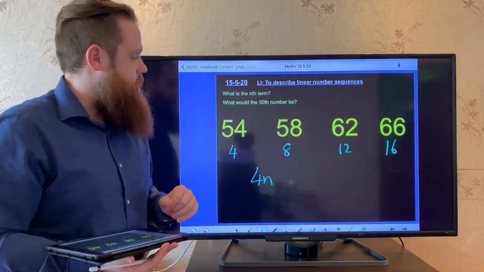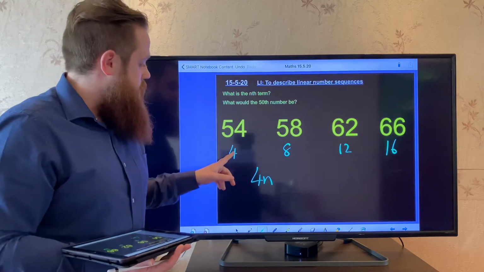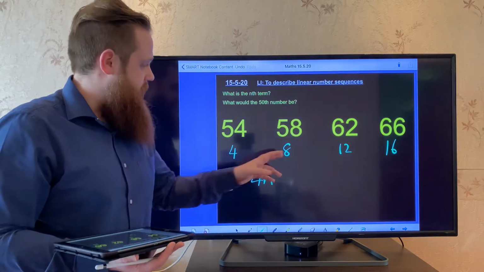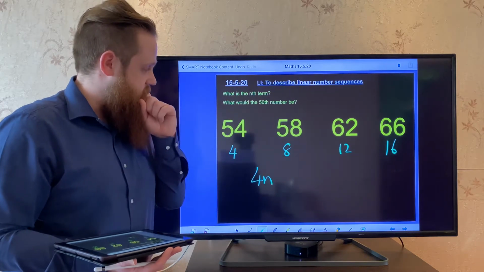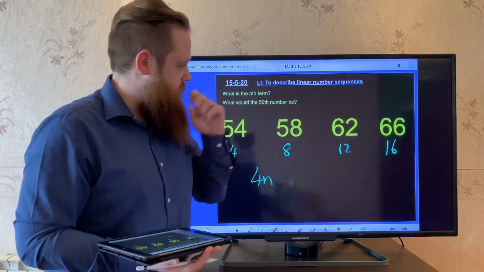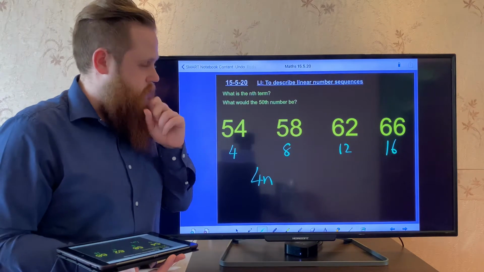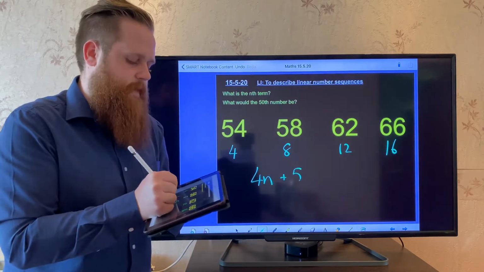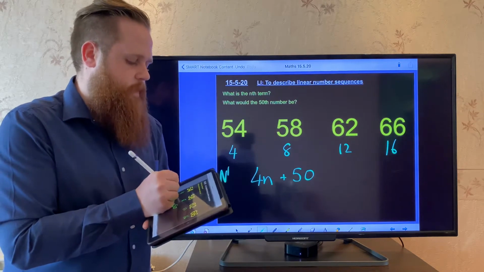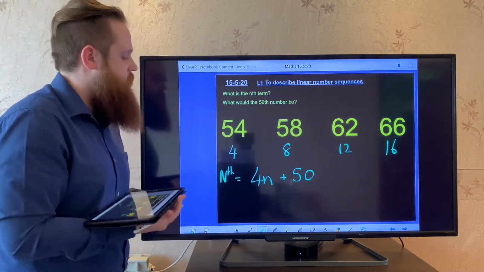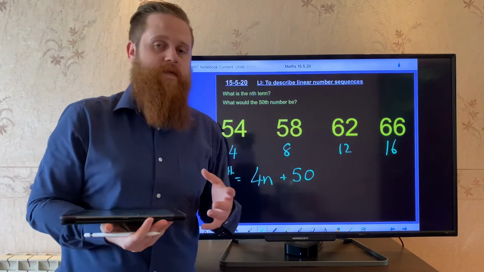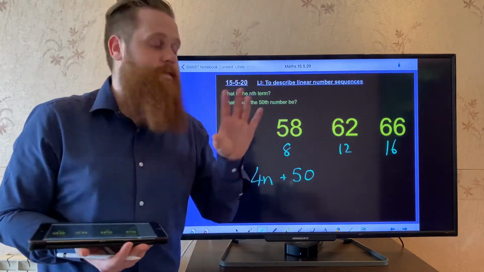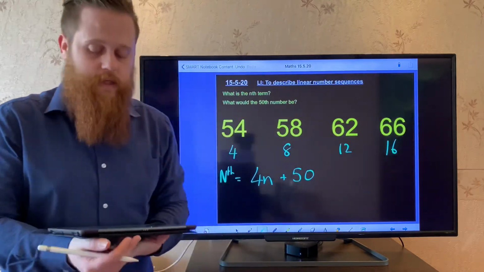I've got 4n. But it doesn't stop there. 4 to 54. How do I get there? 8 to 58. 12 to 62. What do I do? Of course, I'm going to be adding 50. So my nth term, the formula for this is 4n plus 50. I can now use this formula to find the 50th number in this number sequence.